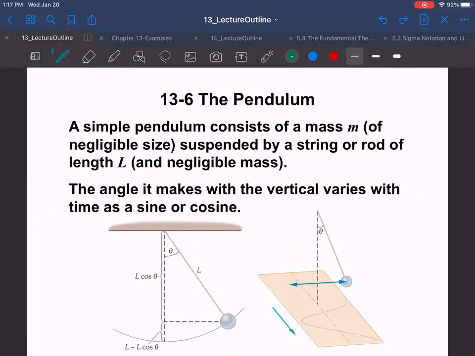Pendulum. In fact, what we're going to look at here first is something called the simple pendulum. A simple pendulum consists of a mass M of negligible size suspended by a string or rod of length L of negligible mass compared to the mass of the pendulum bob. That's got to be kind of small in size. The angle it makes with the vertical axis varies with time as a sine or a cosine. Again, it depends where you start it, but sines and cosines are the same thing. They're just shifted versions of each other, right?